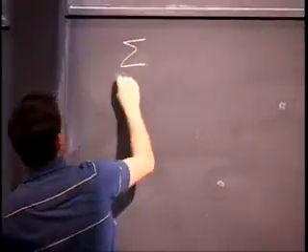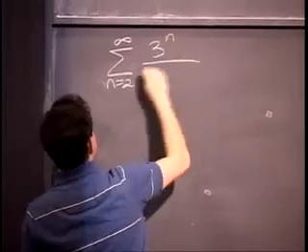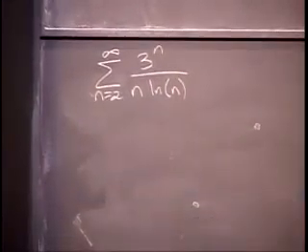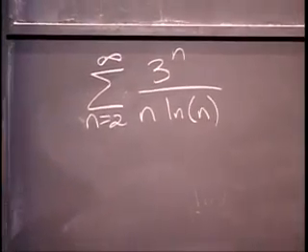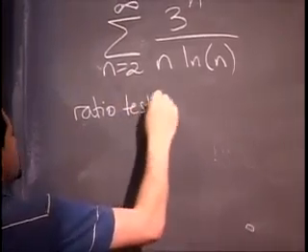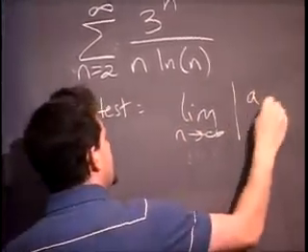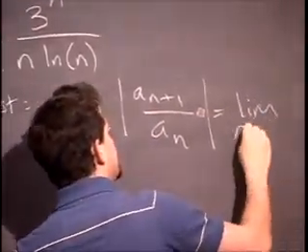Okay, the sum from 2 to infinity, 3 to the n over n log n. Use the ratio test for this. Well, start the same way, ratio test. The limit as n goes to infinity of the absolute value of a_(n+1) over a_n is equal to the limit as n goes to infinity.